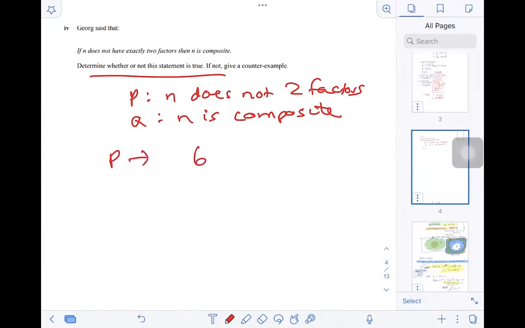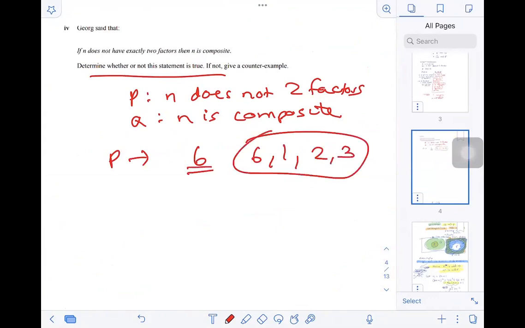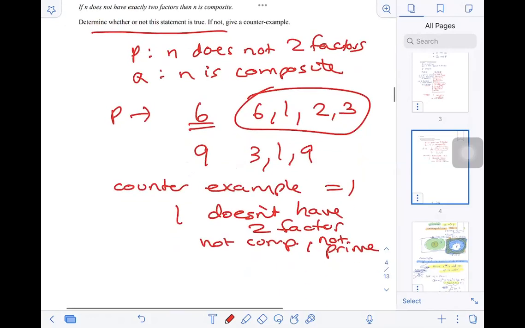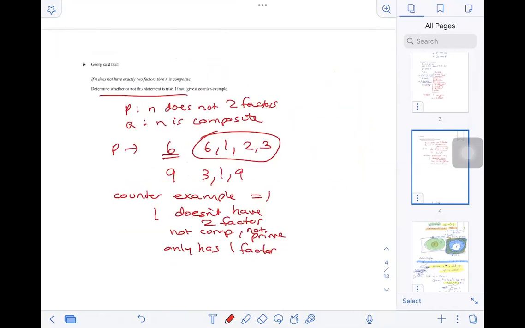Okay, so 6 doesn't have two factors. That's 6 and 1, 2 and 3. Yeah, that's composite. Composite means it's divisible by more than 1 and itself. Okay, 9, yeah, that works for 9, 3, 1 and 9. But there is a counter example, and the counter example is 1. 1 does not have two factors. It is not composite, and it is not prime. It only has one factor. So that's your counter example.